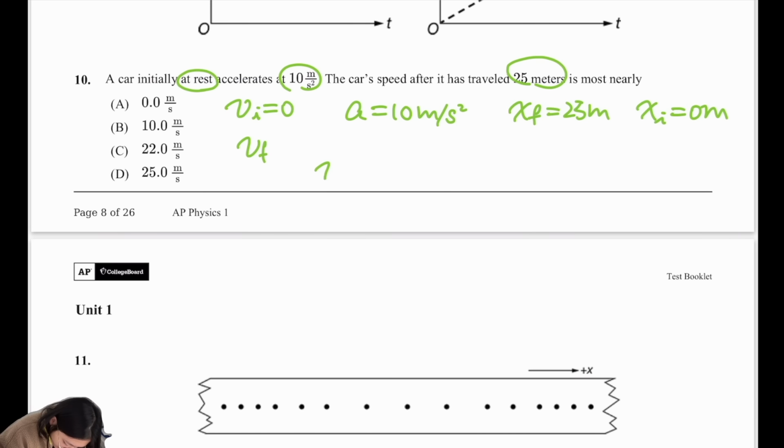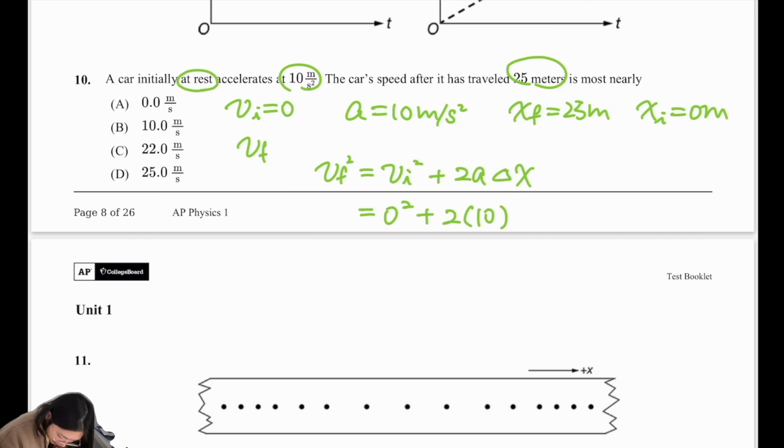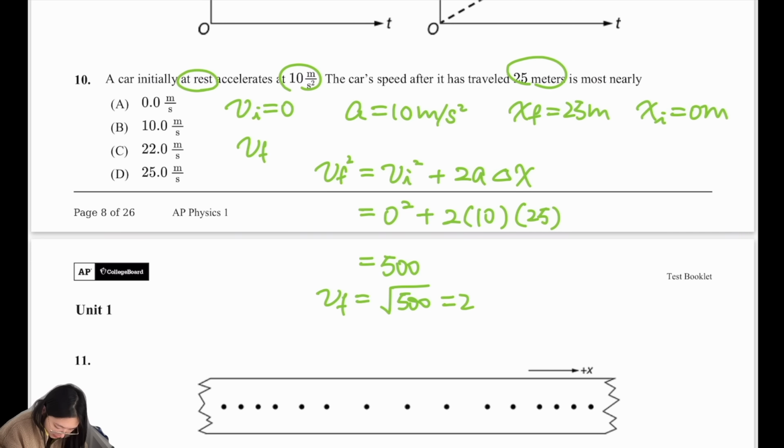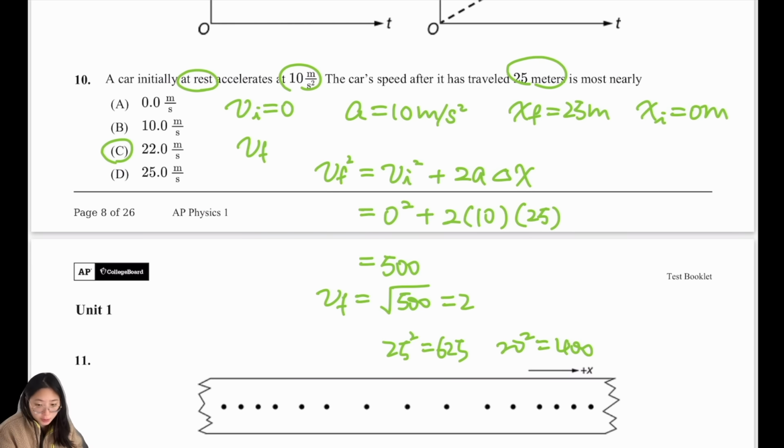So v final squared is equal to v initial squared plus 2 times acceleration times the displacement. So 0 squared plus 2 times 10 times 25. So that is 500. So v final is the square root of 500, or approximately 20-something. So it must be 22. I know it's not 25 because 25 squared is 625, so that's way too big. But I know it's going to be greater than 20 because 20 squared is 400. So it's between 20 and 25.